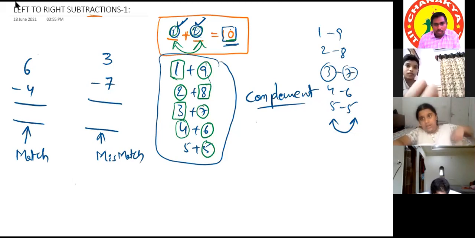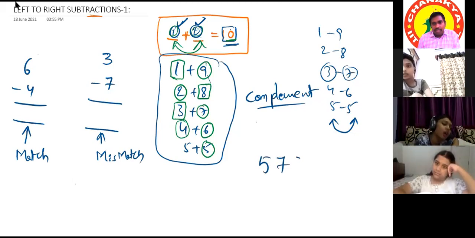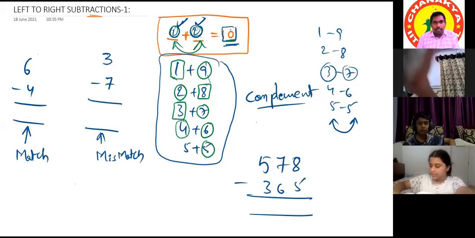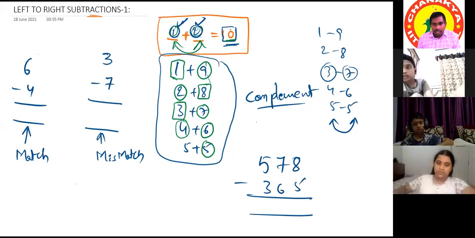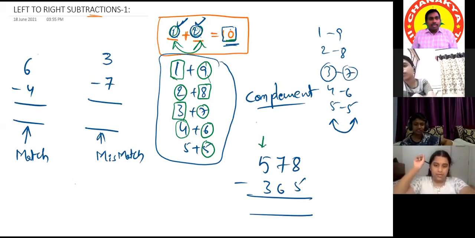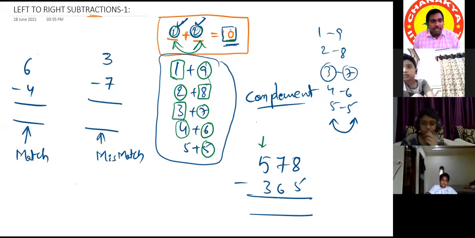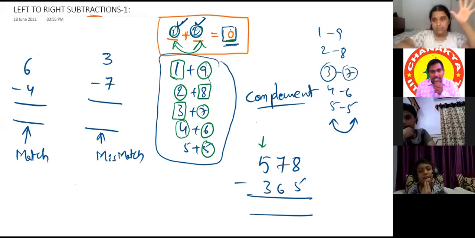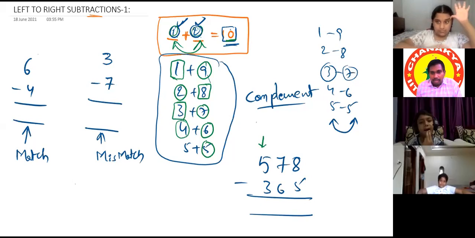Now tell me, 578 minus 365. Sir, the first one is a match. Speak one by one. Match. Match. Match. Okay, if this is what you are telling about this question, I'll explain. Let me explain. 5 minus 3: first row match, second row match, third row is also match.